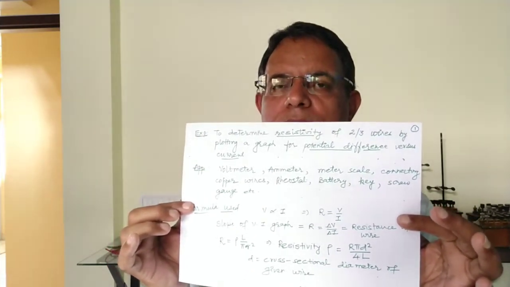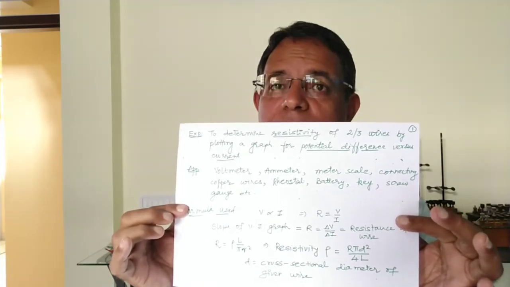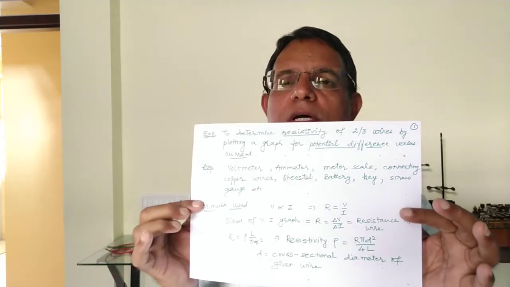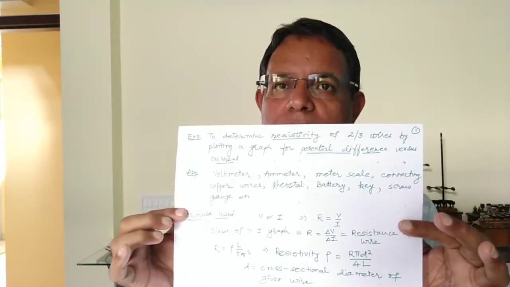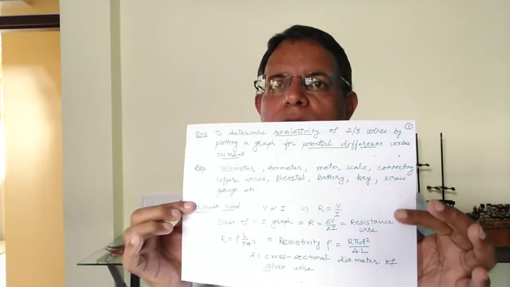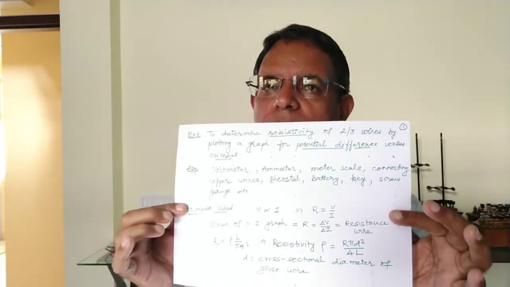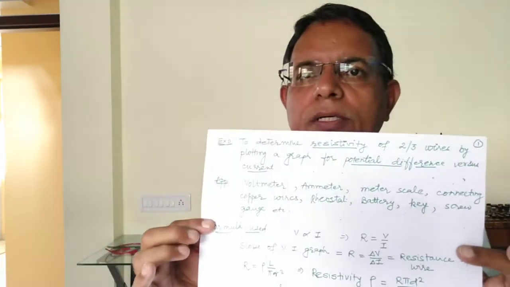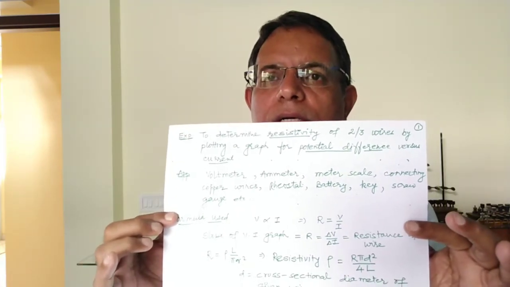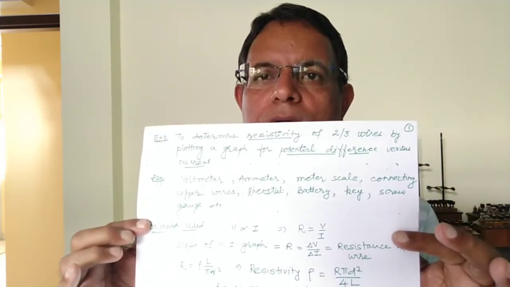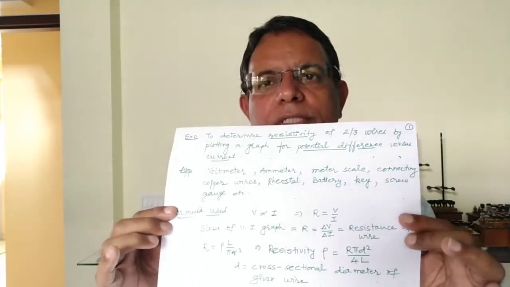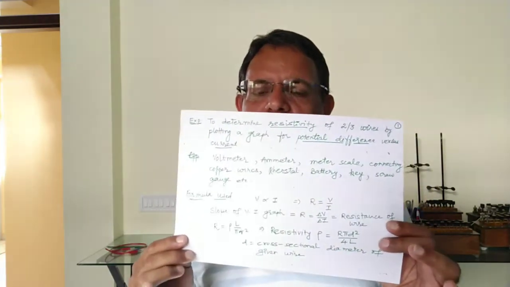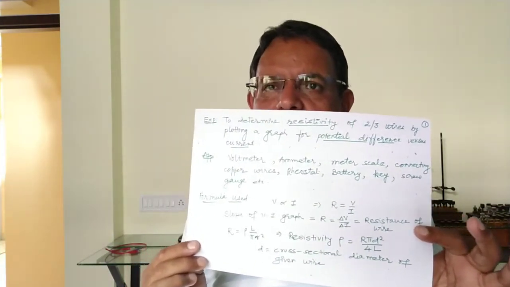These are voltmeter, ammeter, meter scale. Meter scale will be used to measure the length of the wire. Voltmeter is used to measure the potential difference. Ammeter to measure the current. Then connecting wires to connect all the instruments together according to the circuit arrangement. Then we need a rheostat to vary the current, battery, key, screw gauge, etc.